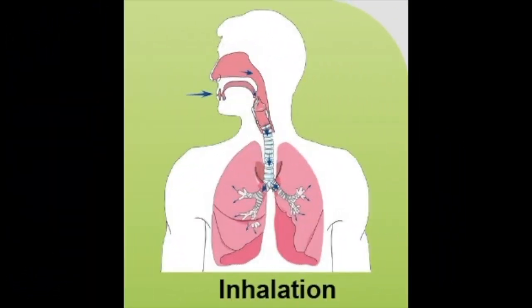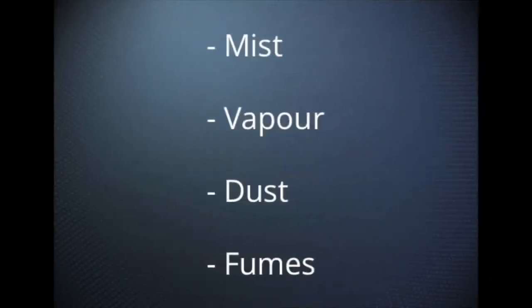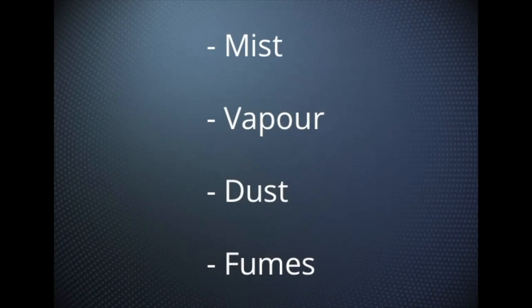A chemical can be inhaled if it is airborne, which means in the air. Anything that is airborne can enter the body through the mouth and nose and reach the lungs. From there, it can travel through the bloodstream to other parts of the body. Airborne chemicals that are inhaled come in different forms: mist, vapor, dust, and fumes.